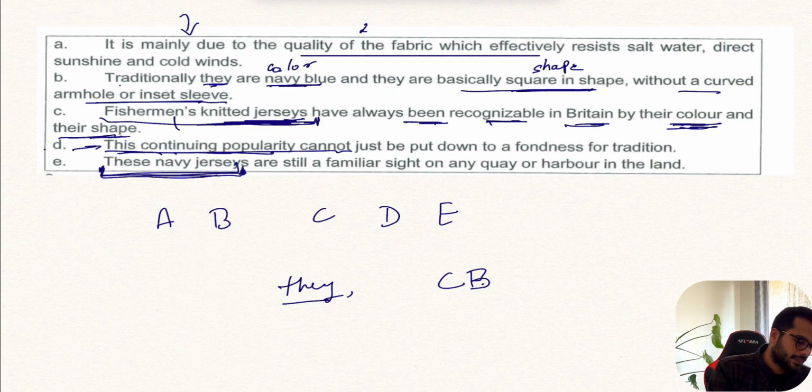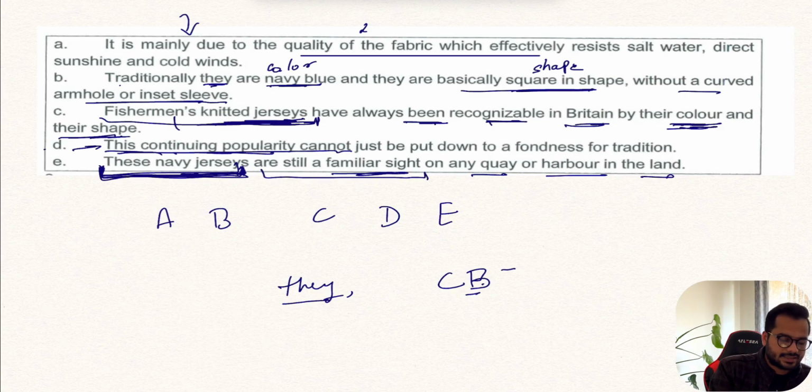And then I do have, these navy jerseys are still a familiar sight on any quay or harbor in the land. So these navy jerseys, the ones that they have referred to in my B sentence, and that's when they introduced something new, related to my knitted jerseys, saying that these navy jerseys, they've already mentioned the color in the previous sentence, are still a familiar sight. So E sentence has to be my next pair, because in B they said the navy blue color for the very first time, and in E sentence they mentioned these navy jerseys, so they're relating to the very same sentence.